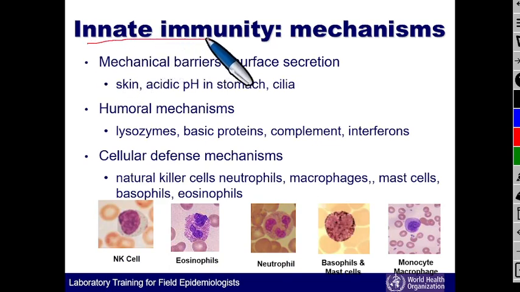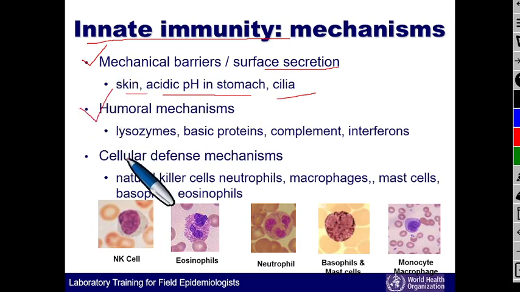Innate immunity mechanisms: mechanical barriers or surface secretions, mainly the skin and the acidic pH of the stomach, are part of innate immunity. The next parts of innate immunity are lysozymes, basic proteins, complement, and interferons.